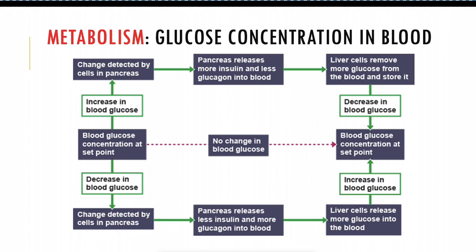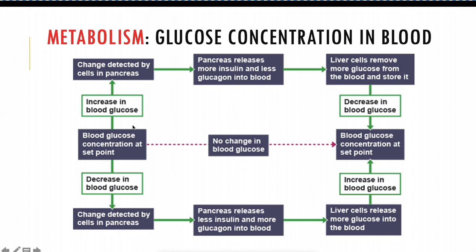Now look at how this happens. We're starting from here. There's no change in blood glucose, so blood glucose concentration is at a set point. Now there's a decrease in blood glucose. What happens? The change is detected by cells in the pancreas. The pancreas releases less insulin and more glucagon into the blood. Liver cells release more glucose into the blood, which was stored before. There's an increase in blood glucose, so blood glucose concentration is back at the set point.